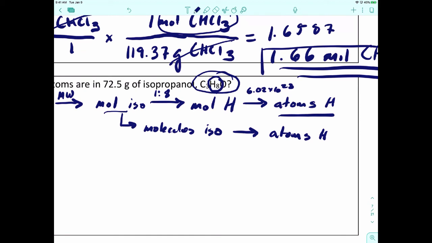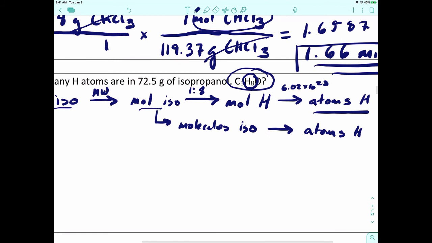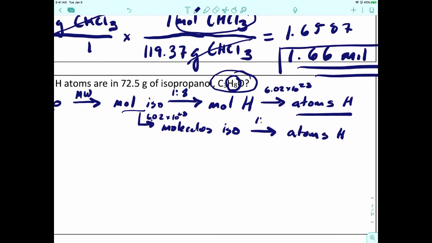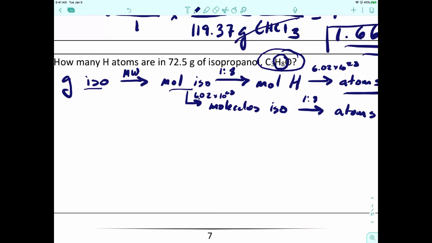Okay, so that's if I go the top way. Now, if I go with the bottom, where I go from moles of isopropanol to molecules, then I would start with Avogadro's number here, 6.02 times 10 to the 23rd. And then to go from molecules of isopropanol to atoms of hydrogen, that's going to be my ratio of 1 to 8 again. So either way you go, you're still going to have the right answer. All right, so let's try this out. Let's put this all together.